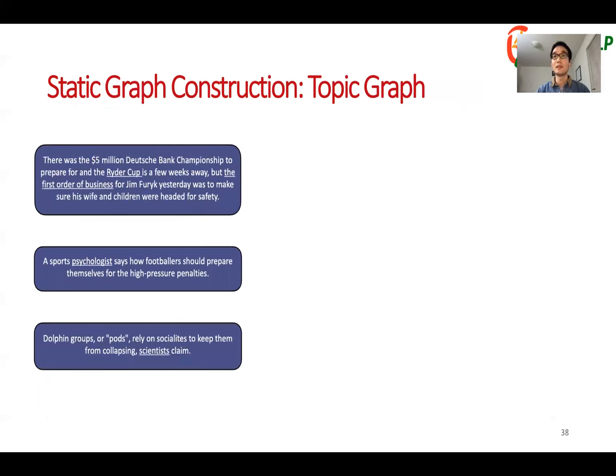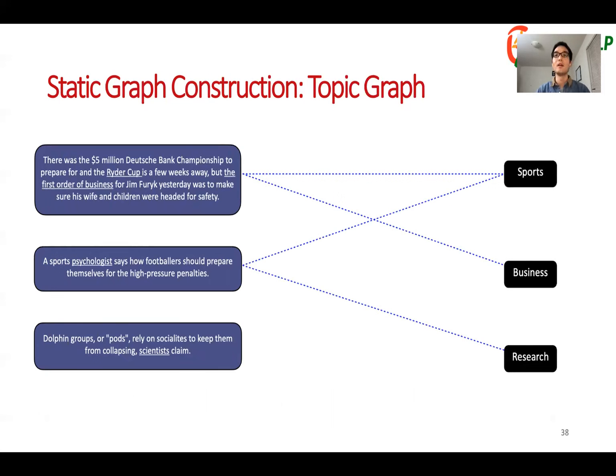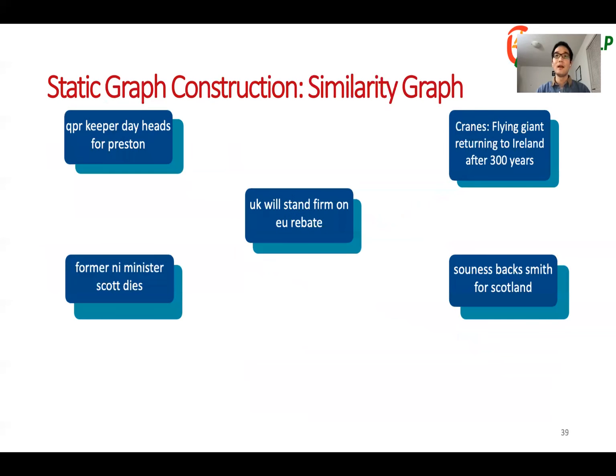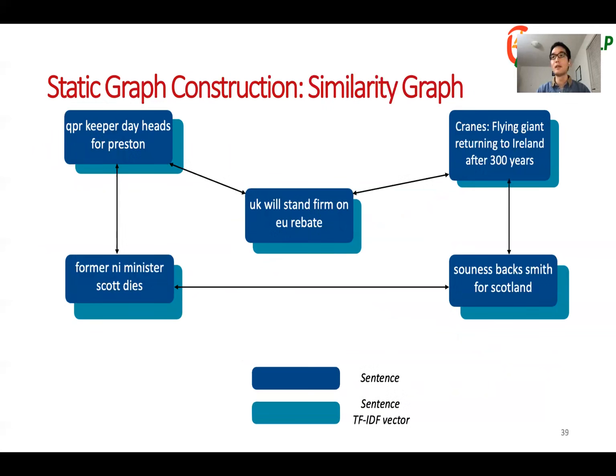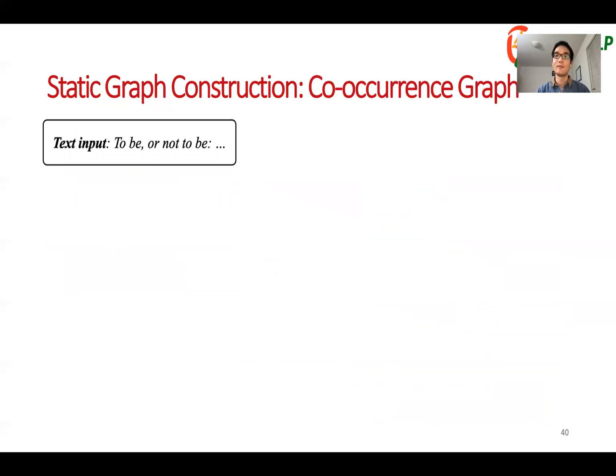Topic is the subject that the text is about. One can find the connections among multiple sentences or documents by connecting them to a shared set of topics. Another way to find the connections among text is to compute their pairwise similarity scores. One common way to compute the similarity scores is to first embed the text into some vector representations such as TF-IDF vectors, and then compute their pairwise similarity in the embedding space.